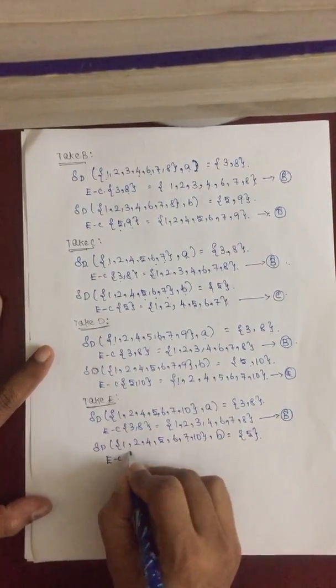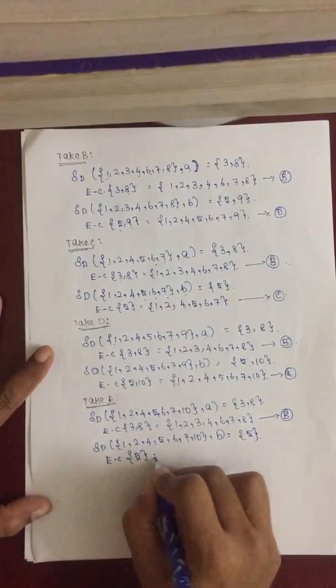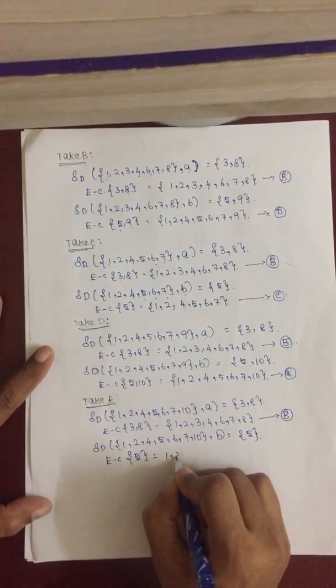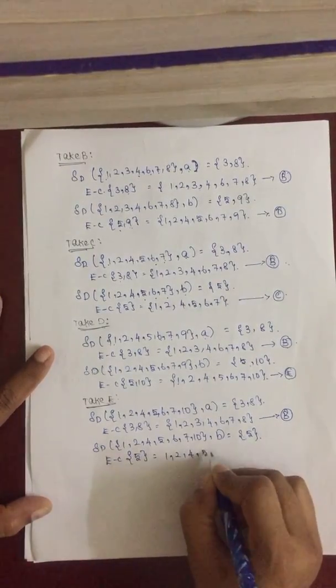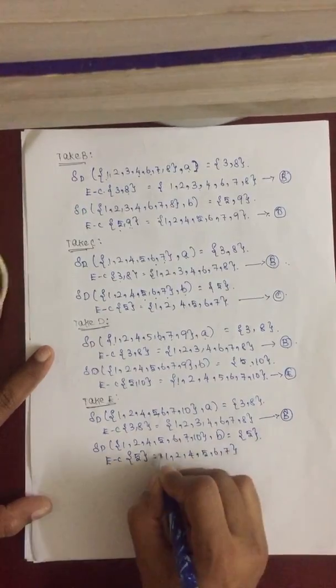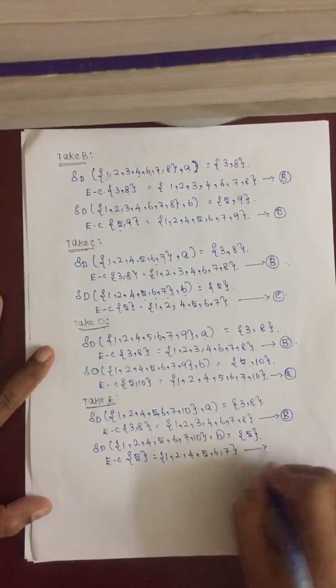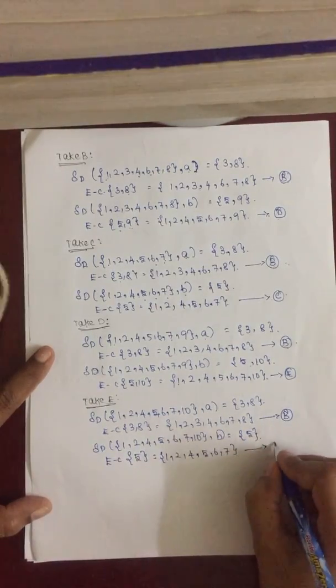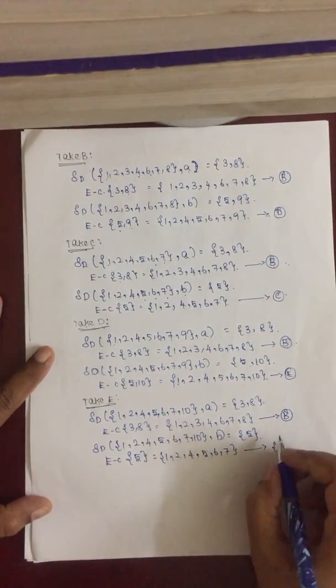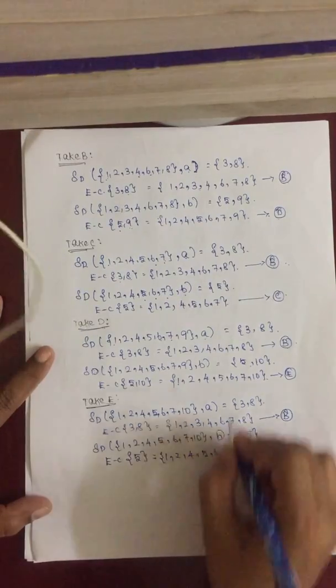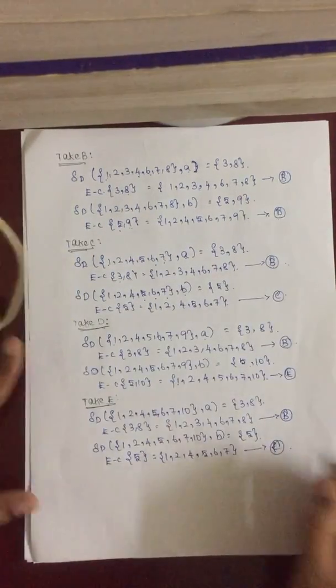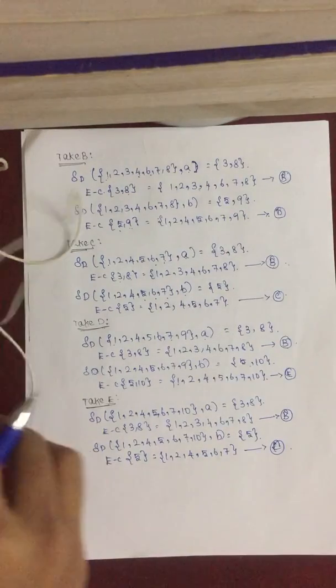E closure for the state 5 is 1, 2, 4, 5, 6 and 7. So when you check, it looks similar to the state C. When you compare all this, it looks similar to the state C.